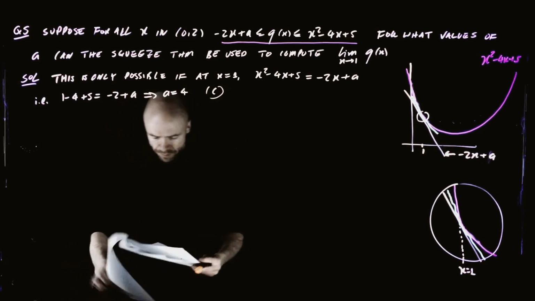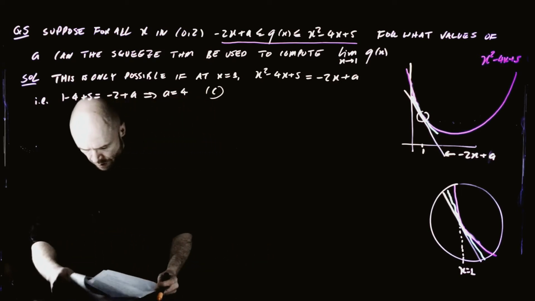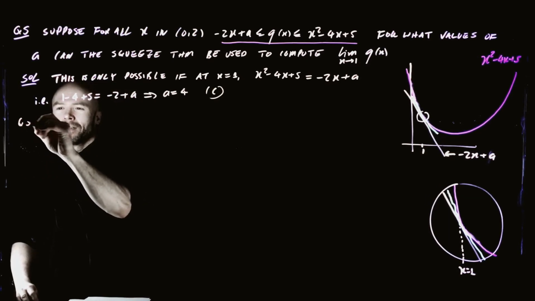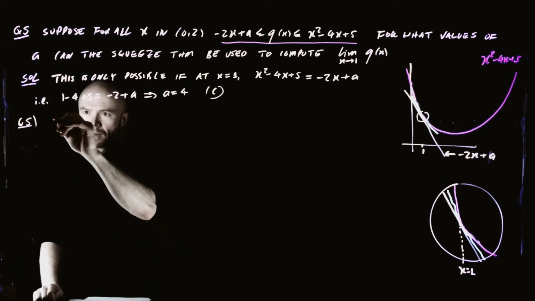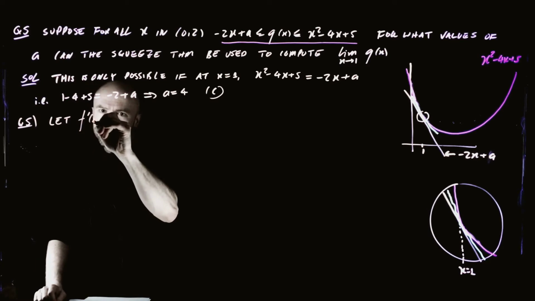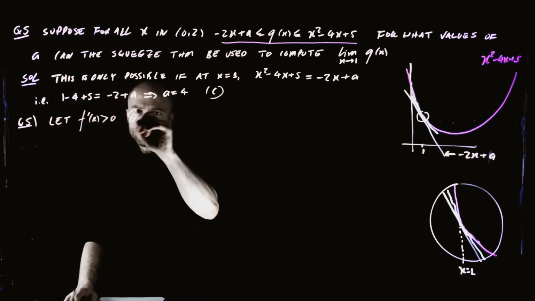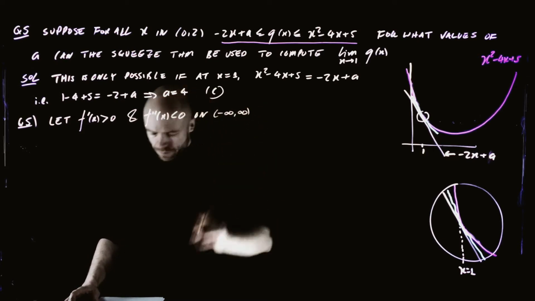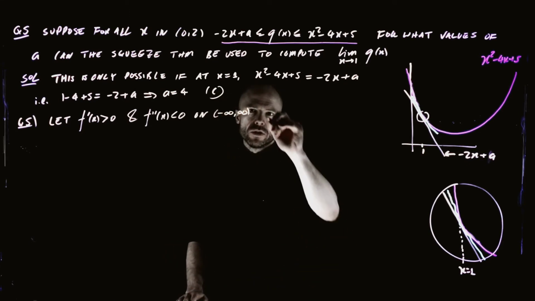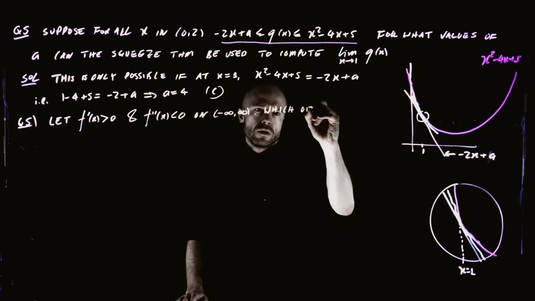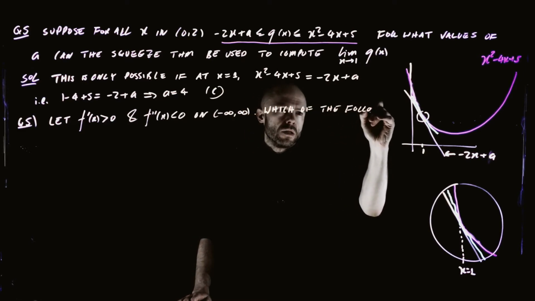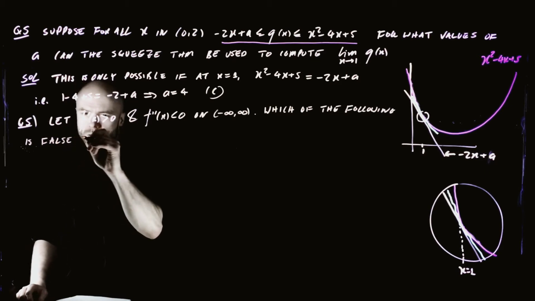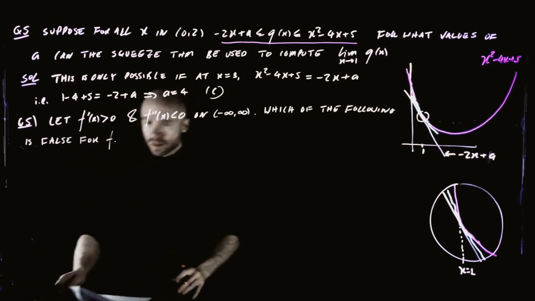Okay, let's do another one. This is question 5. Oh, I guess from a different midterm then. Okay, this is another question 5. So we have the following. Let f prime of x be bigger than 0 and f double prime of x less than 0 on minus infinity to infinity. Which of the following is false for f? So this is a conceptual question, testing our understanding of these concepts.